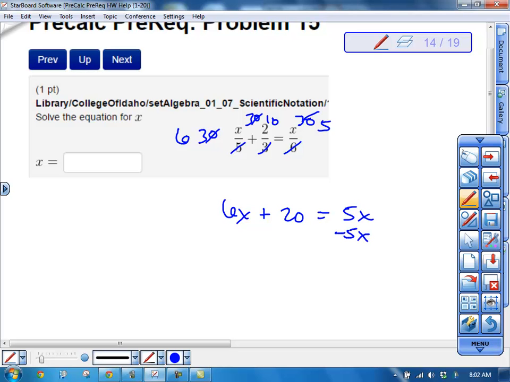So I would then solve, subtract 5x, and move 20 over. x equals negative 20.